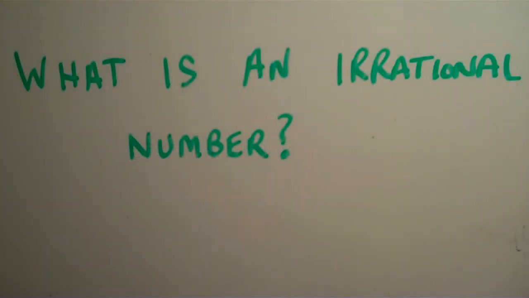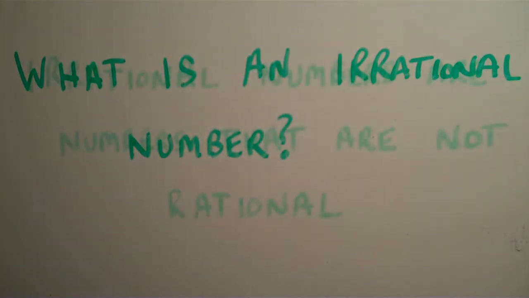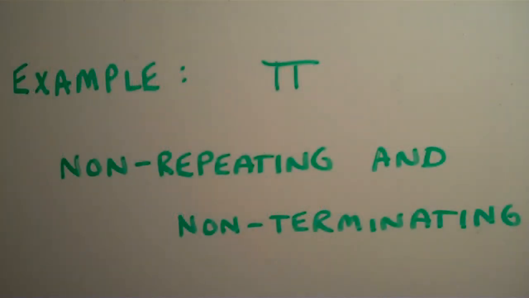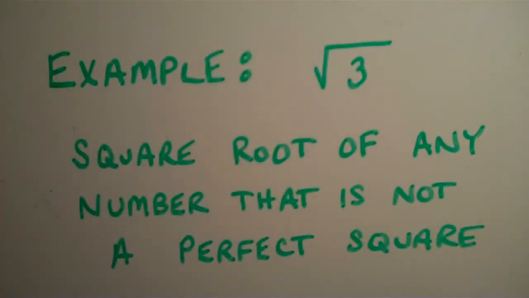Let's move on to irrational numbers. What is an irrational number? Irrational numbers are numbers that are not rational. Let's look at some examples. Our first example of an irrational number is pi. Pi is an irrational number because it is non-repeating and non-terminating. Another example of an irrational number would be the square root of 3.